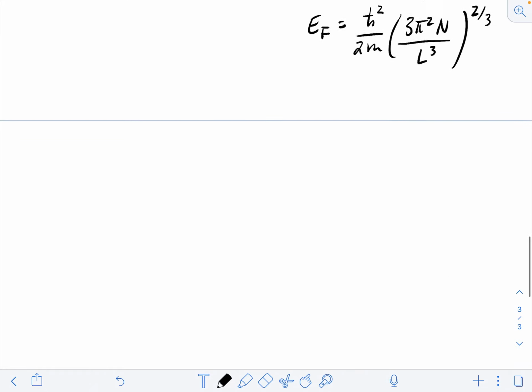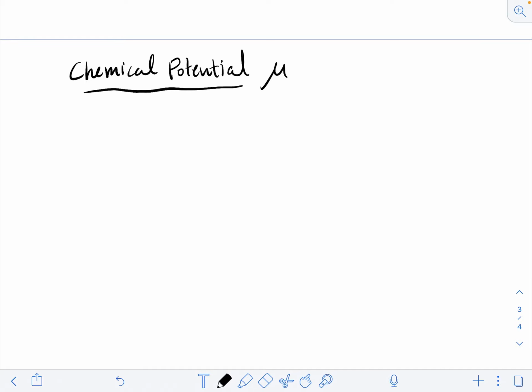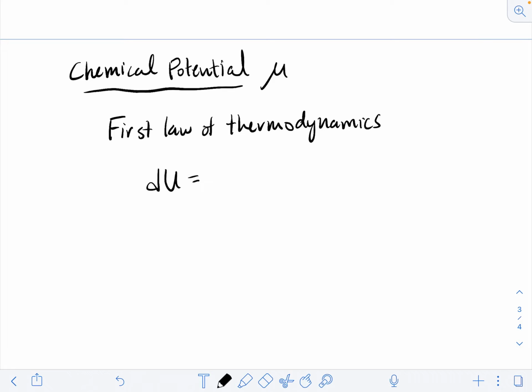Okay, so now let's think about what we mean by chemical potential. That will be the symbol mu. So if we just write down the first law of thermodynamics, we've used it a lot. It's just that the change in internal energy is dq, or TdS, minus P dV, which is the work.